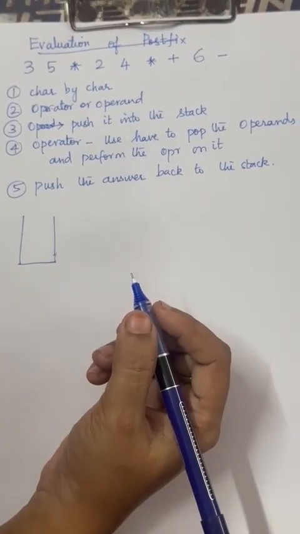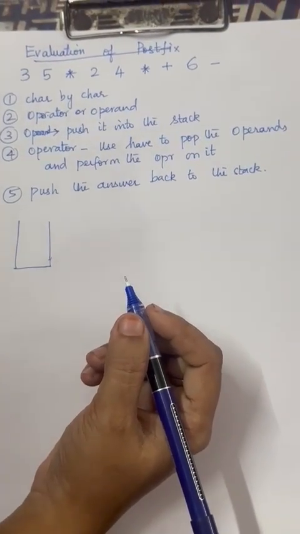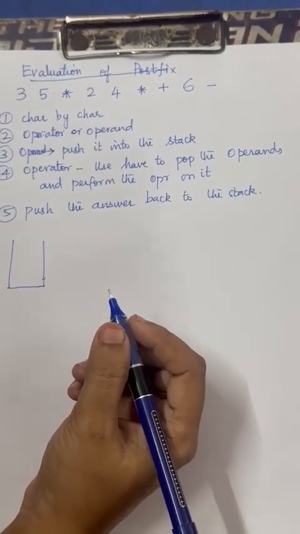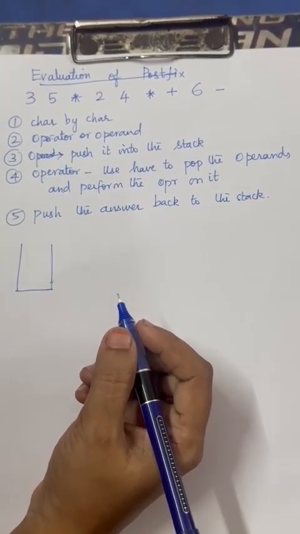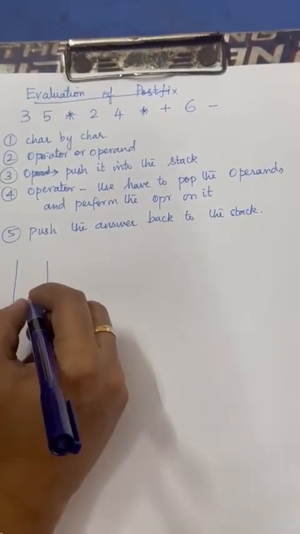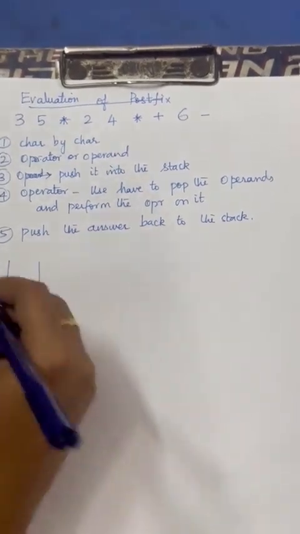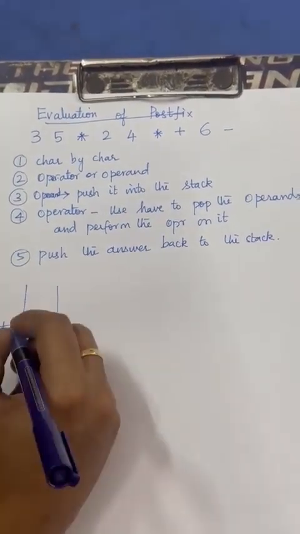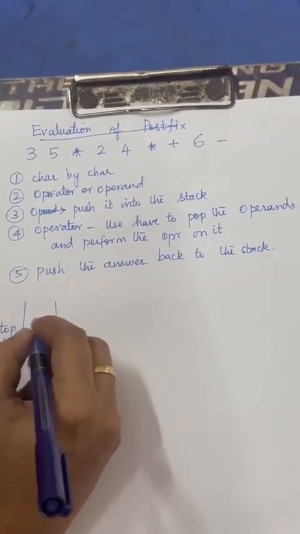So here is the expression 3, 5, star, 2, 4, star, plus, 6, minus. I'm going to read it character by character. The first character is 3, which is an operand, so I'm going to push it inside the stack. The next one I read is 5, which is an operand again, so I push it into the stack.